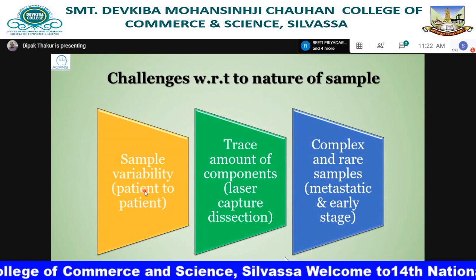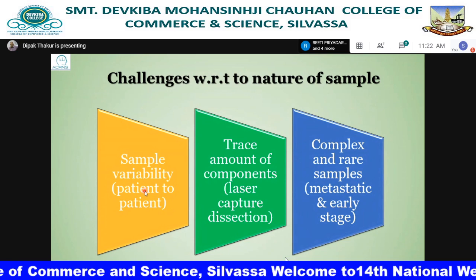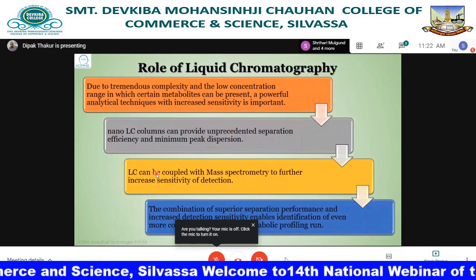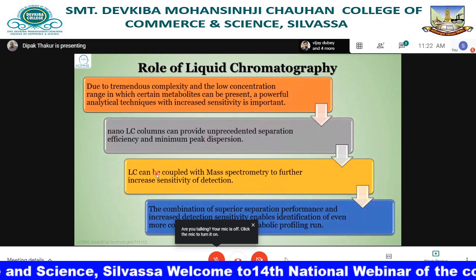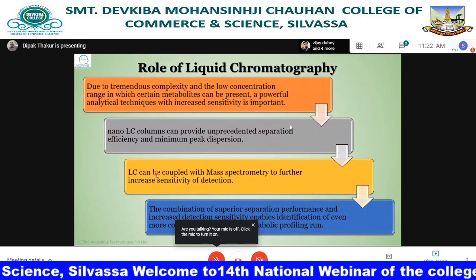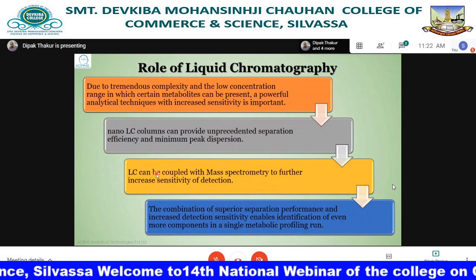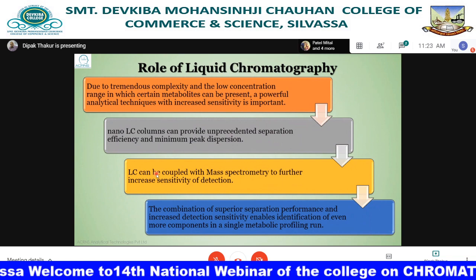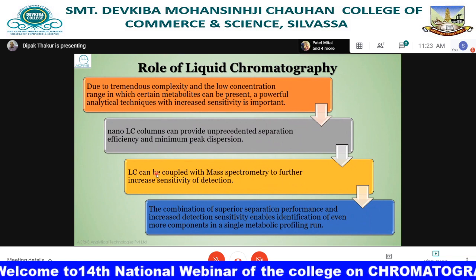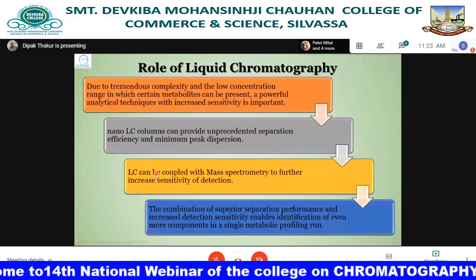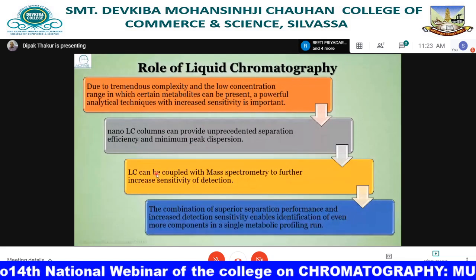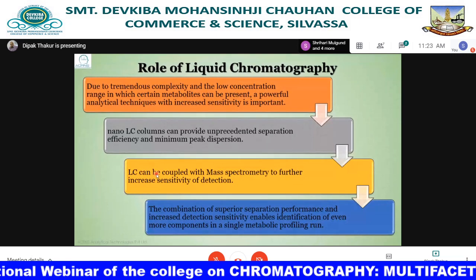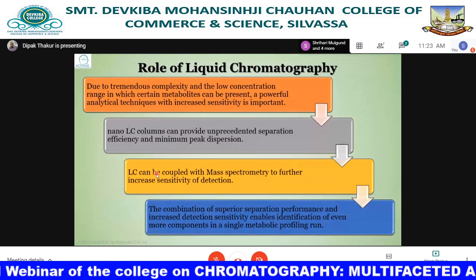So these are the challenges with respect to sample, and how liquid chromatography can help to solve these challenges. And this is what, through the example I'm going to show you today, the role of liquid chromatography helps in handling the complexity and low concentration range of some of the metabolites. So powerful analytical techniques with increased sensitivity are important.